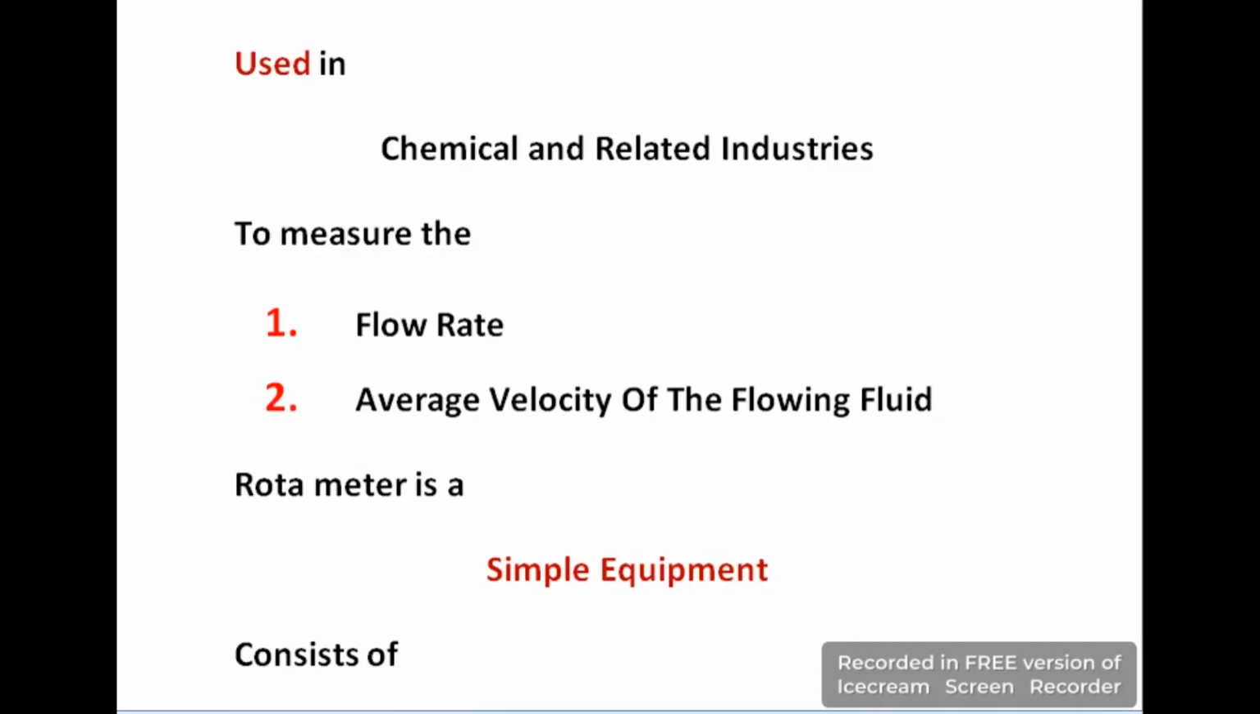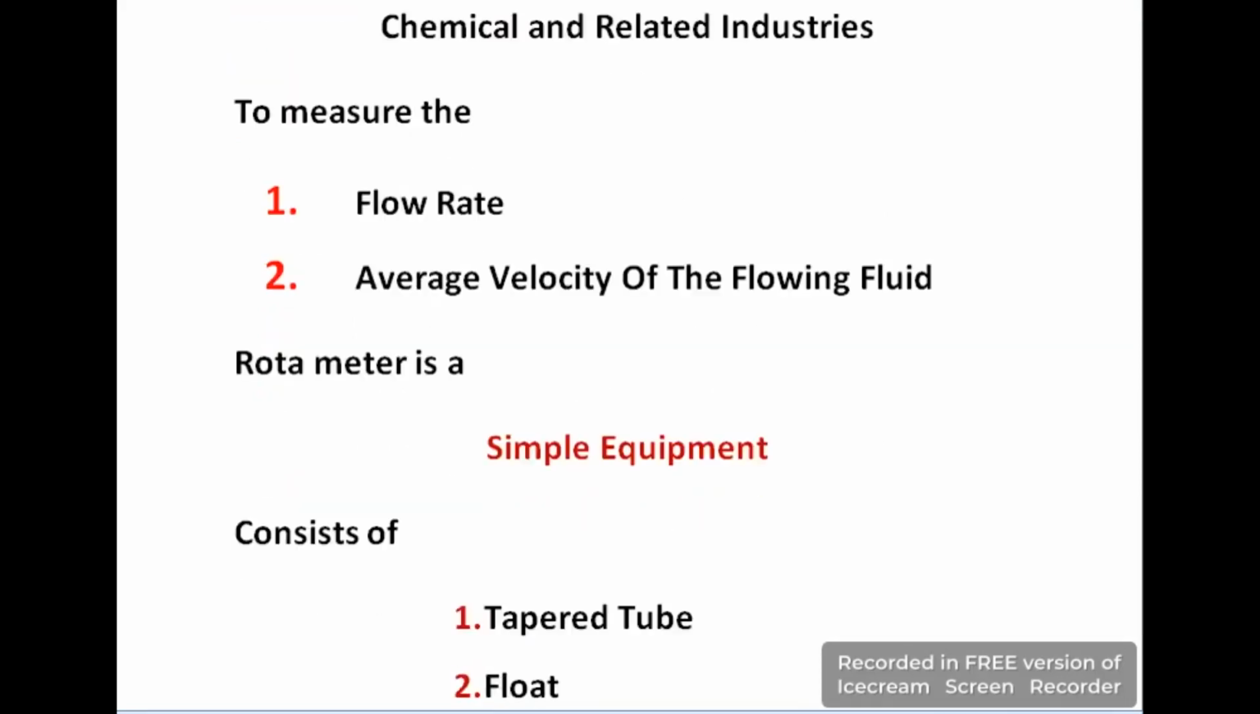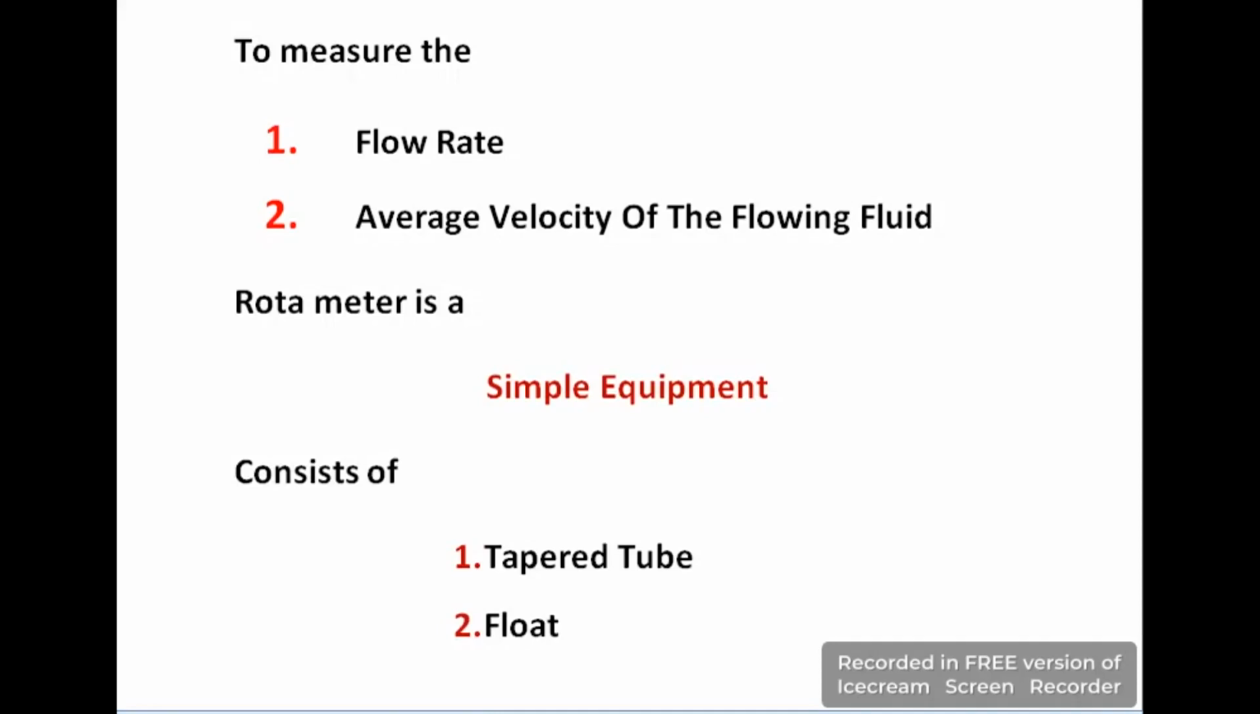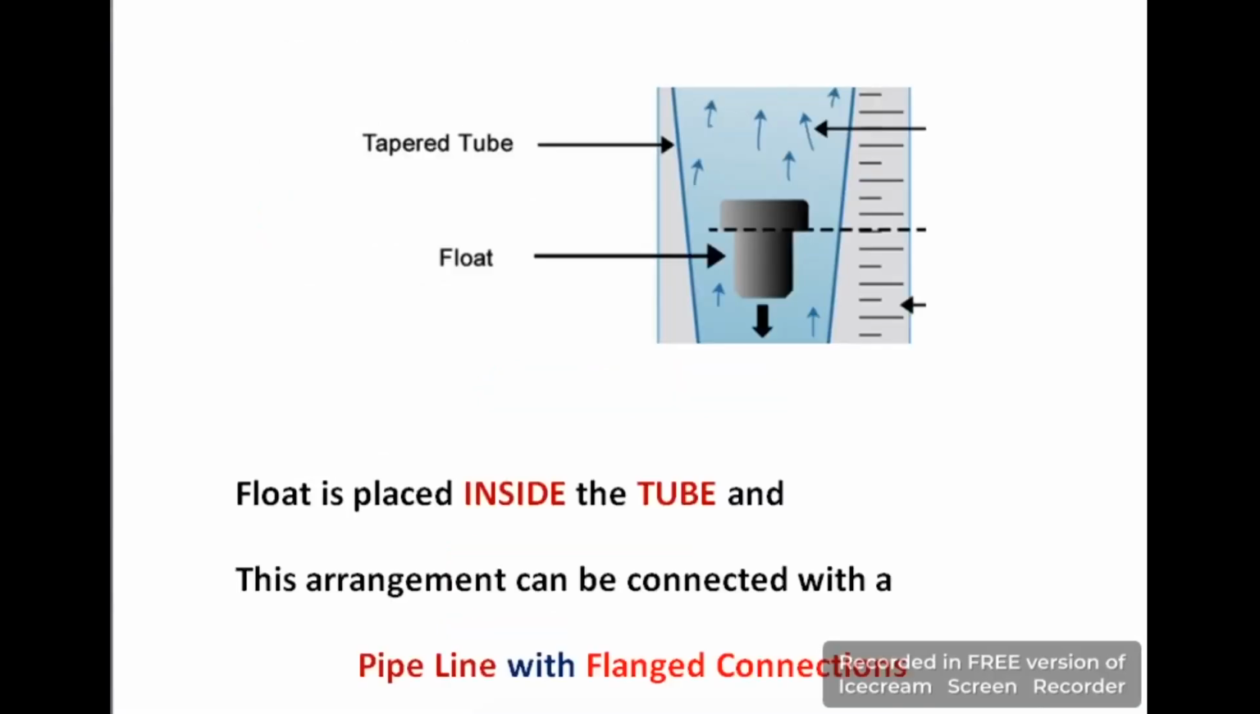So a rotameter is a simple piece of equipment which consists of a tapered tube and a float. In this diagram you can observe both the tapered tube and the float. You can see the wall of the tube is not in a straight line. That wall is inclined at some angle. So due to this reason, that tube is called a tapered tube. You can see the float location in the tube. So that float is placed inside this tube.